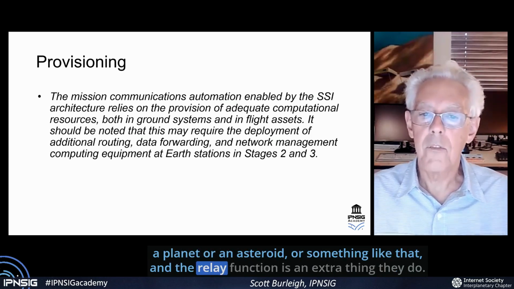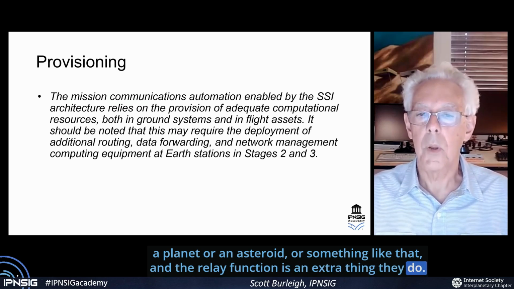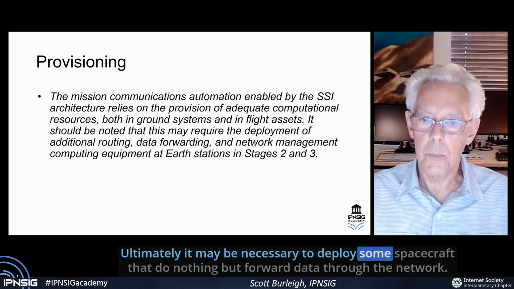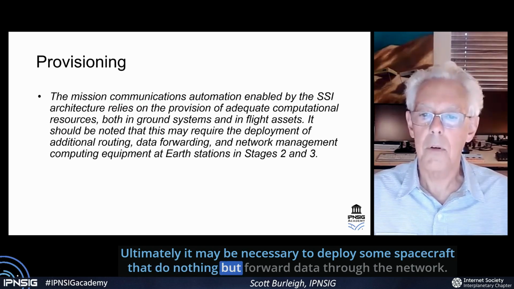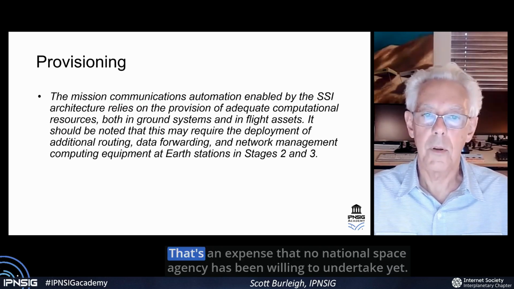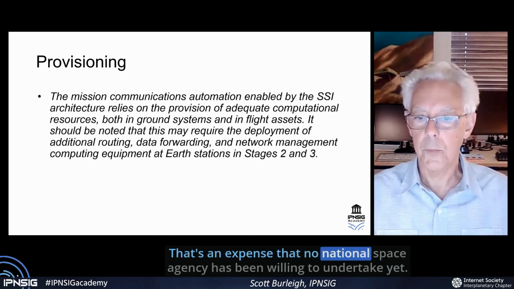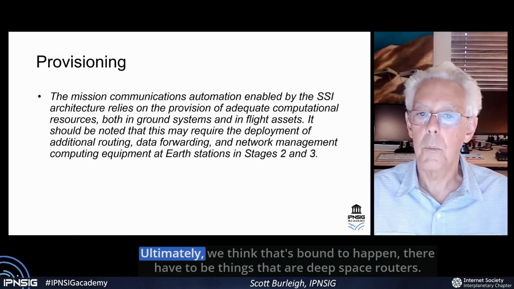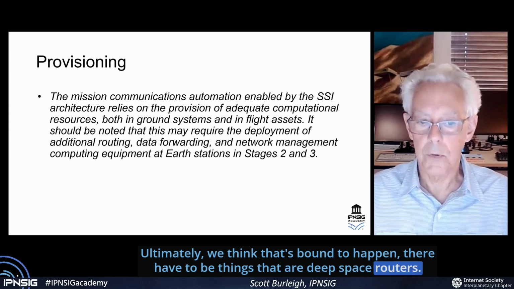And the relay function is an extra thing that they do. Ultimately, it may be necessary to deploy some spacecraft that do nothing but forward data through the network. That's an expense that no national space agency has been willing to undertake. Yet, ultimately, we think that's bound to happen. There have to be things that are deep space routers.